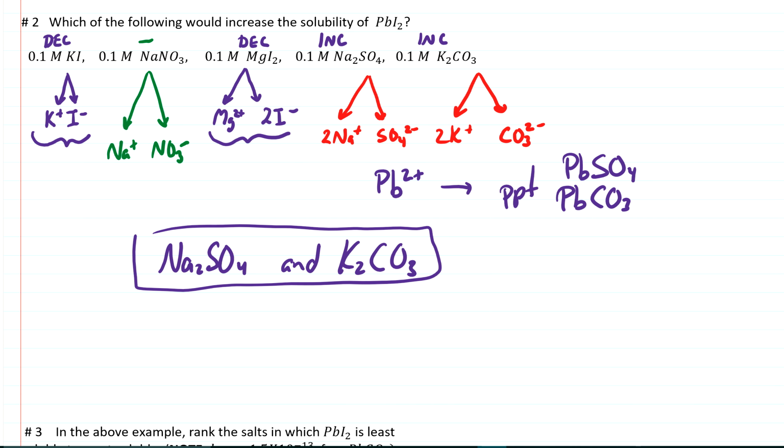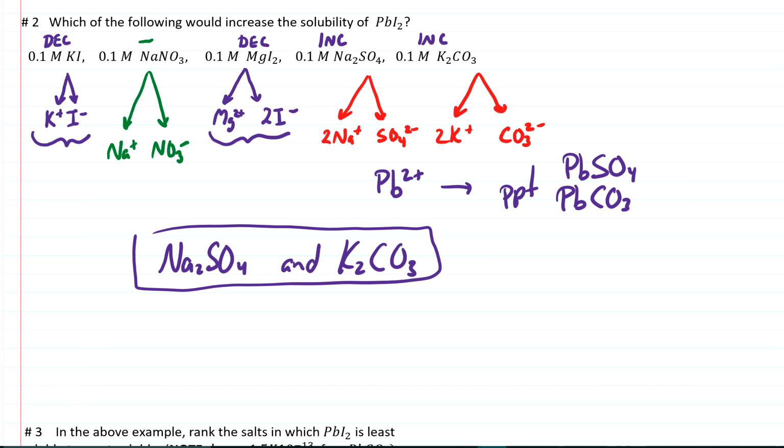We saw that there were two chemicals that decreased the solubility. That was KI and MgI2. The NaNO3 had no effect on the solubility of the PbI2, and the other two chemicals actually increased its solubility: sodium sulfate and potassium carbonate. So the least soluble would be something that decreases the solubility.